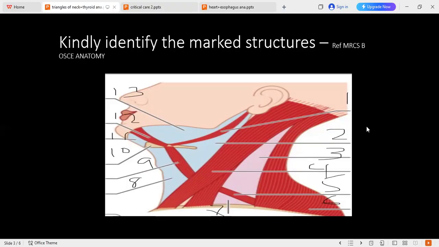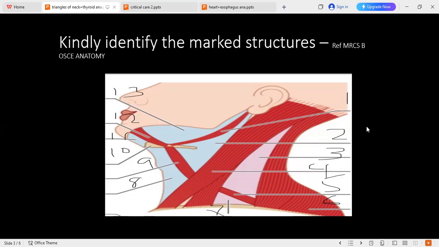Okay. How are the triangles of the neck divided, or how would you classify them? It's divided by the sternocleidomastoid into two compartments, the anterior triangle and the posterior triangle. Very good. Can you look at the diagram and tell me which is labeled sternocleidomastoid? Which number, please?